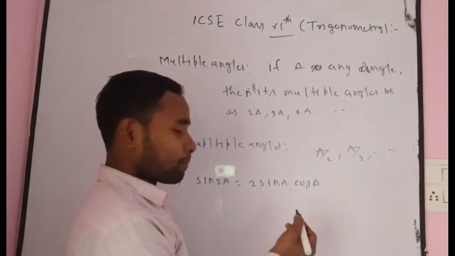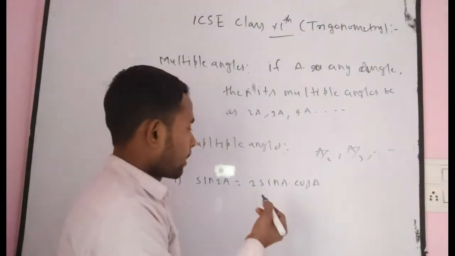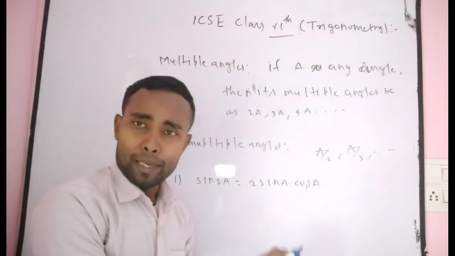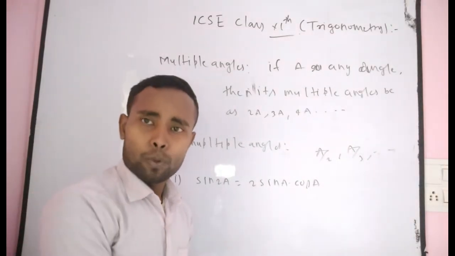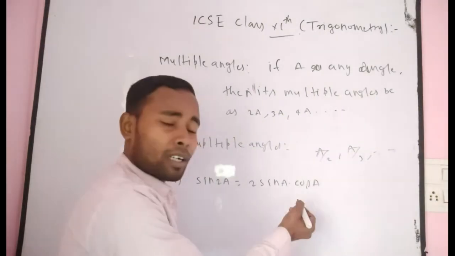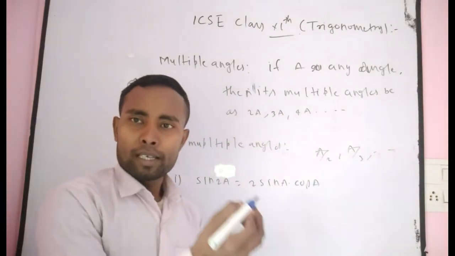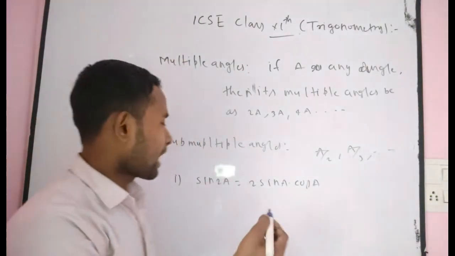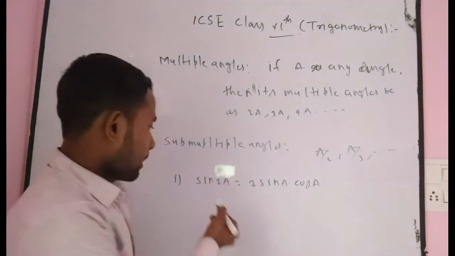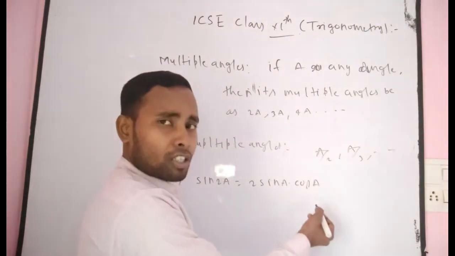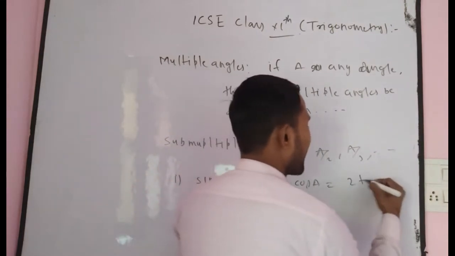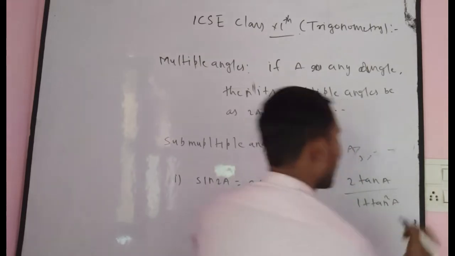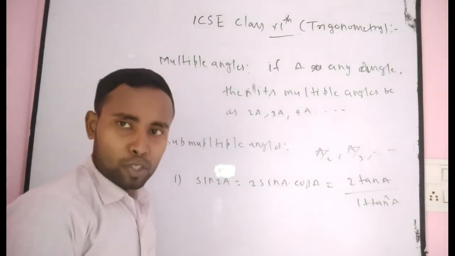When I started the trigonometry chapter, after completing the basics, when I came to compound angles and submultiple angles, I first wrote a lot of formulas that are also related to multiple and submultiple angles. This formula sin 2A is equal to 2 sin A into cos A, which is also equal to 2 tan A divided by 1 plus tan square A. Now you will definitely ask me, how can we prove this formula?